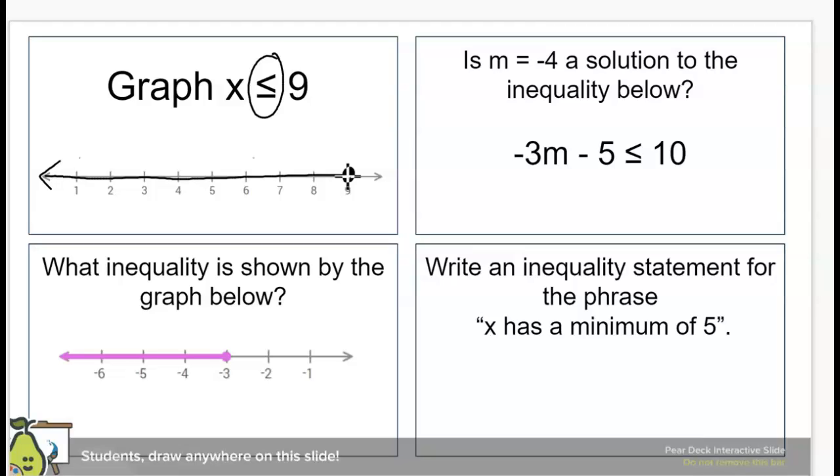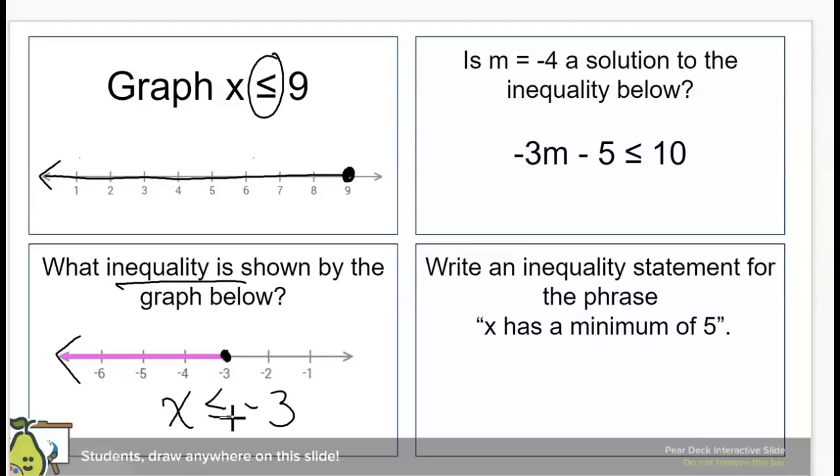On this next one, it says, what inequality is shown graphed below? So you would put x and -3 because your dot is at -3. It is shaded to the left, so it's going to be less than. But it's also a closed dot, which means that it has to be equal to -3 as well.